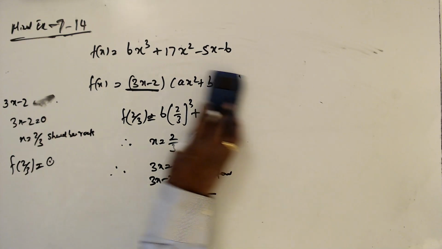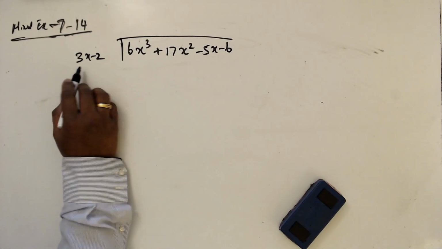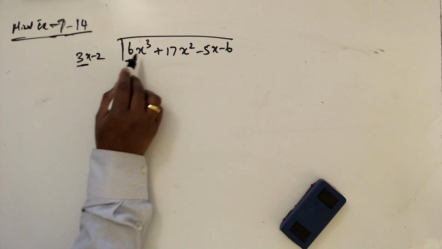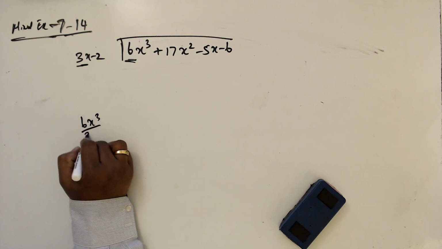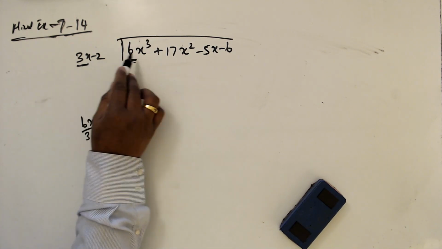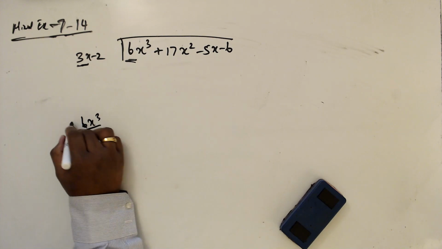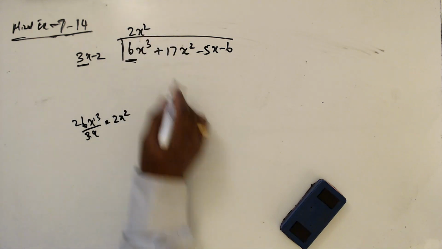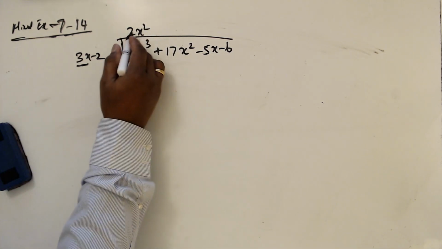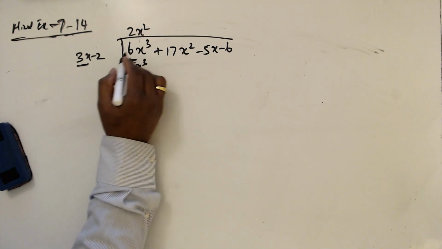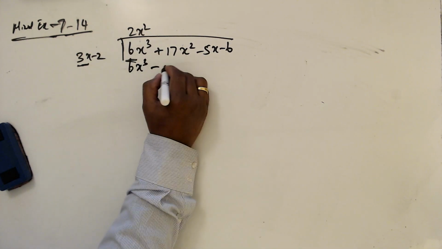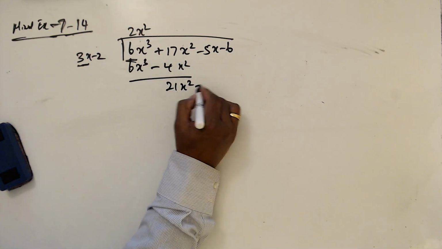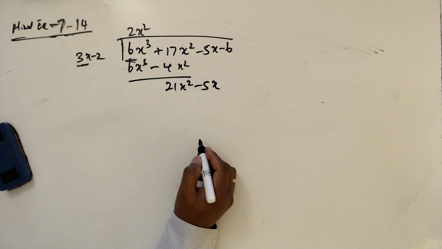Now we'll divide the equation. These are the two we are going to consider. How many 3x go into 6x cubed? The 3s cancel out, leaving 2x squared. So this is going to be 2x squared. So 2 times 3 is 6x cubed. This is going to be 2 times 2, minus 4x squared. When you subtract this one, 21x squared minus 5x.